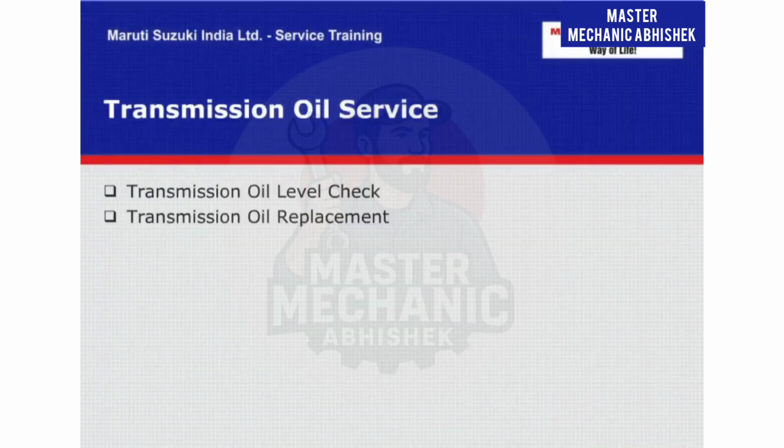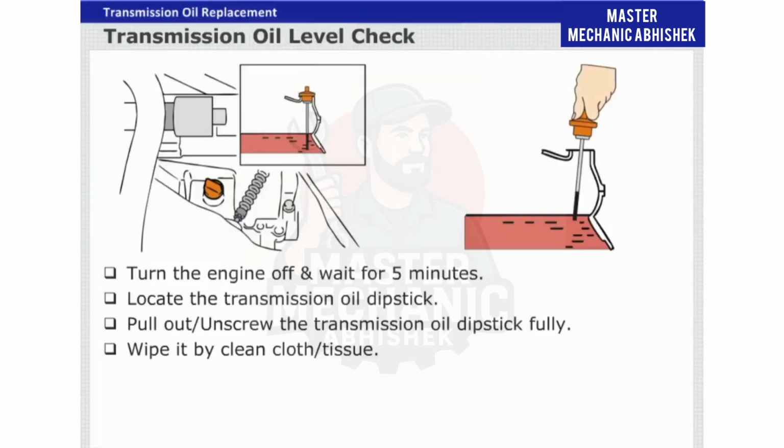Let us examine the transmission oil level check and replacement procedure. Transmission oil level check. Turn the engine off and wait for 5 minutes. Locate the transmission oil dipstick. Pull out or unscrew the transmission oil dipstick fully. Wipe it with a clean cloth or tissue.